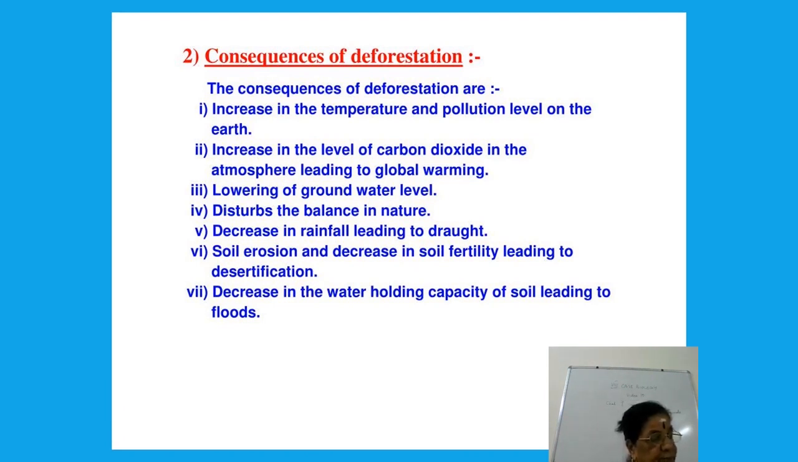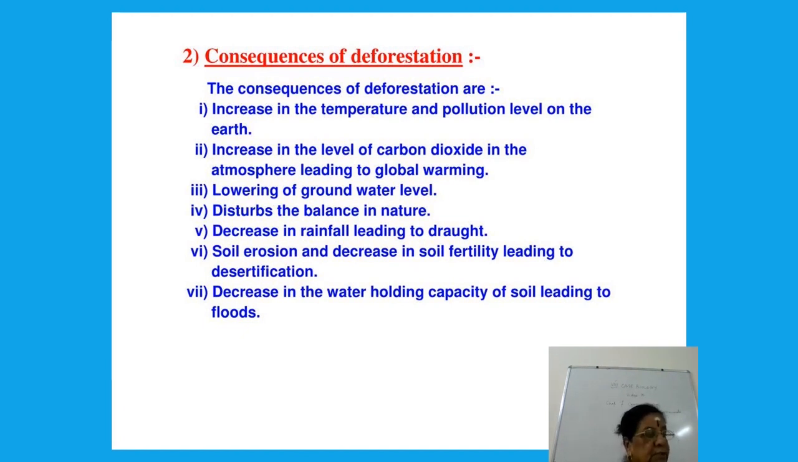Then removal of a few trees results in more soil erosion. Removal of the top layer of the soil exposes the lower, hard and rocky layers. This soil has less humus and is less fertile. Gradually the fertile land gets converted into deserts. This is called desertification. Right?